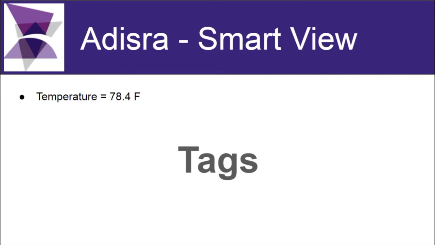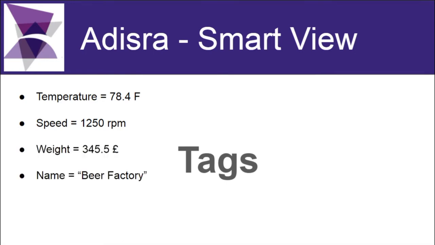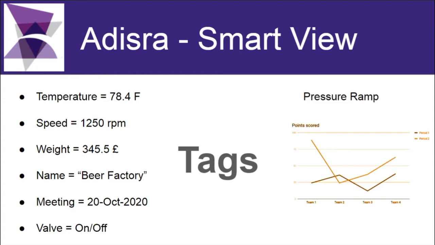It could be a temperature, holding some information of a tank. It could be the speed of an engine, maybe the weight, maybe just the name of your application. Maybe it's gonna be holding a specific date, or just if a valve is on or off. Or it can be an array of values, multiple values that are important for you.